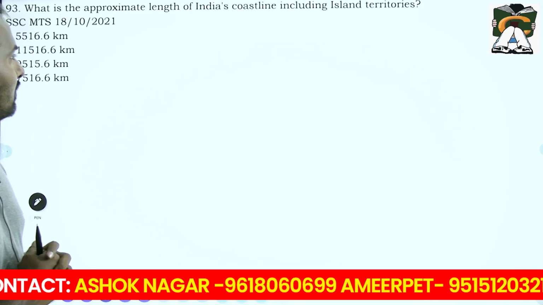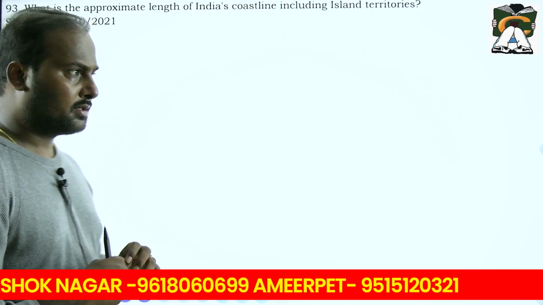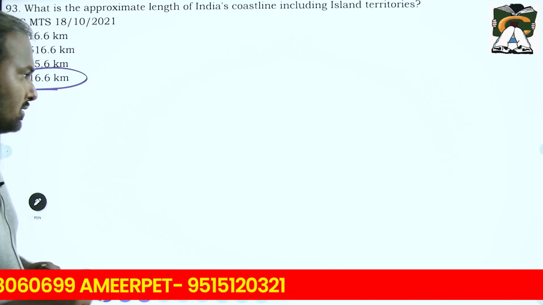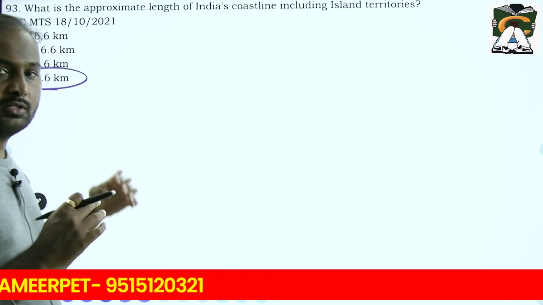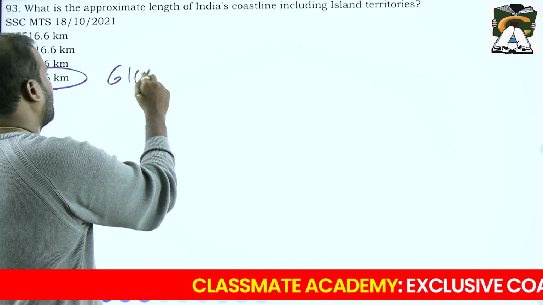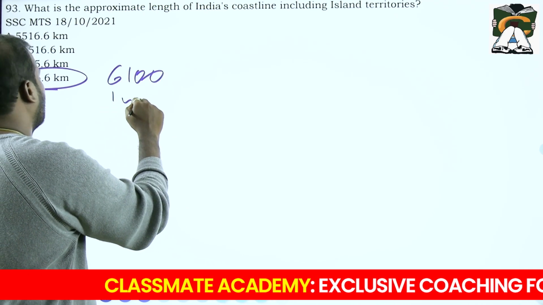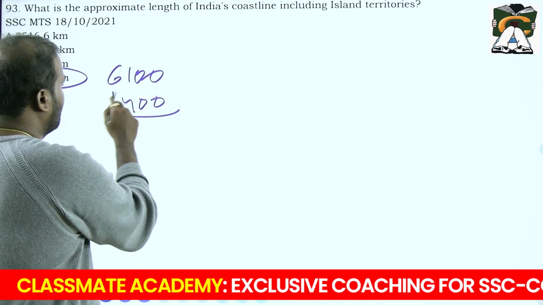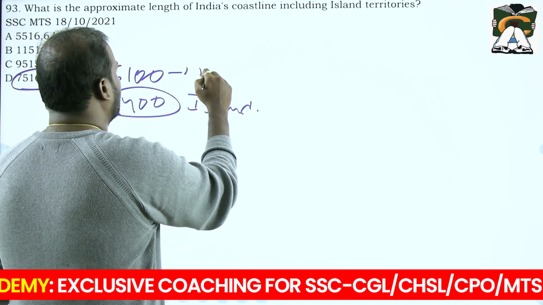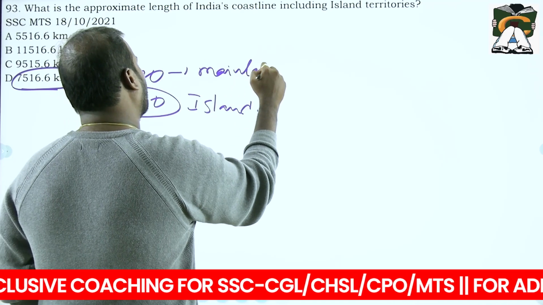What is the approximate length of India's coastline including island territories? I already said it is 7,500 kilometers. So 7,500 forms your entire coast, out of which 6,100 is your mainland, and around 1400 will be your islands. This is regarding islands, and this is regarding your mainland coastal boundary.